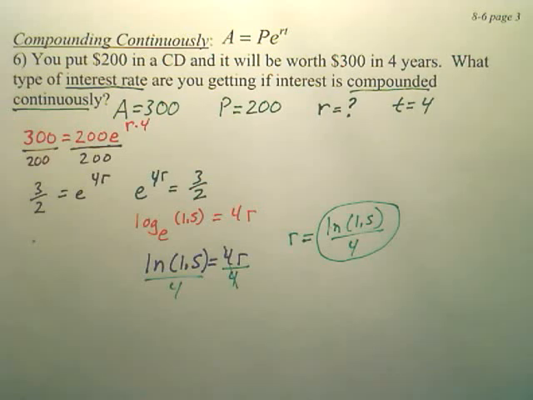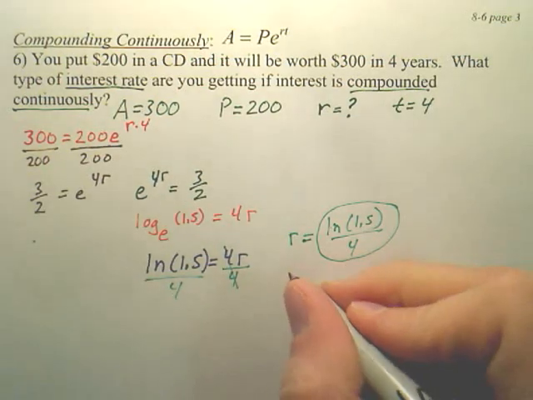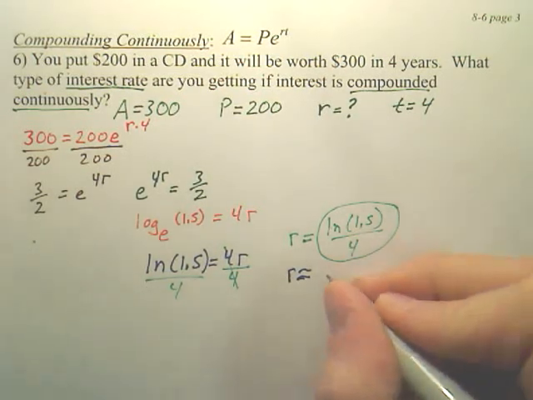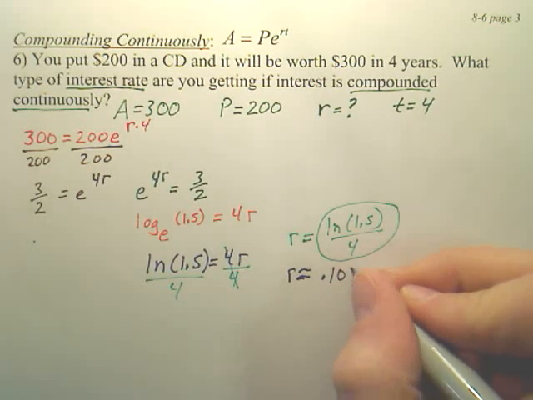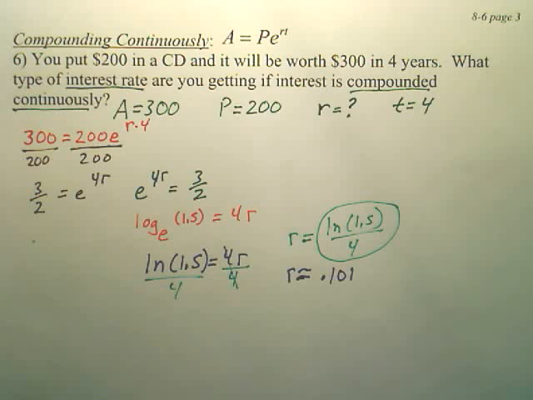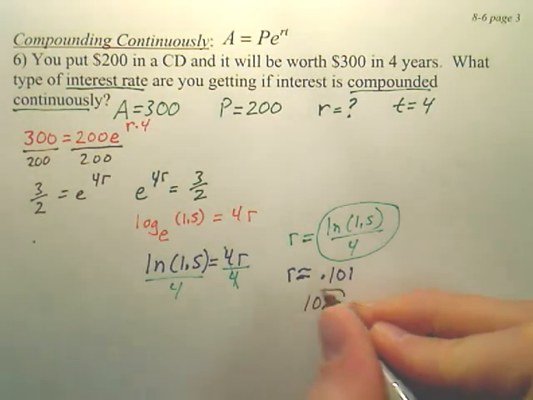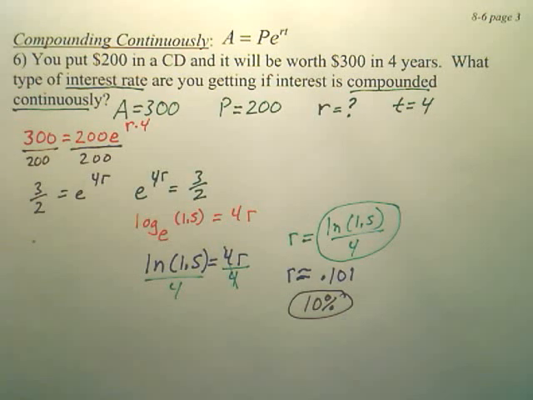Let's find the rate. If I took a calculator and went ln 1.5 and then I divided by 4, you end up with this. If you actually got a calculator out and did this, you end up with 0.101. So what's your percent? What's your rate? That is a 10%.